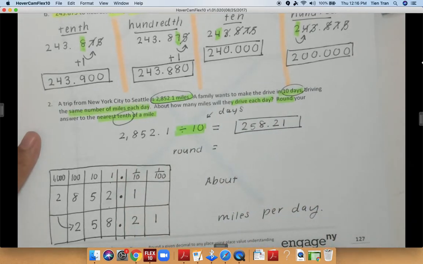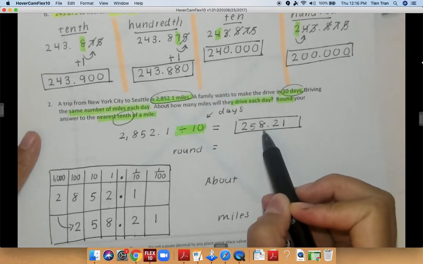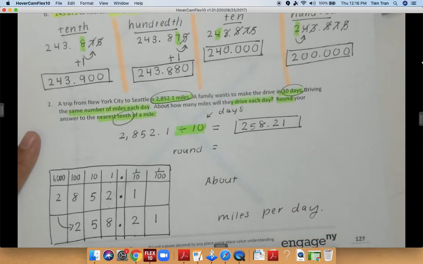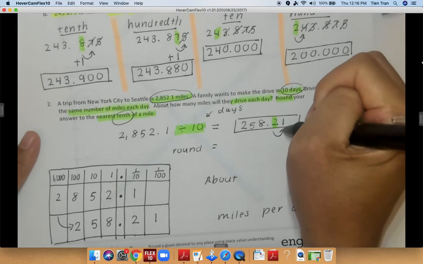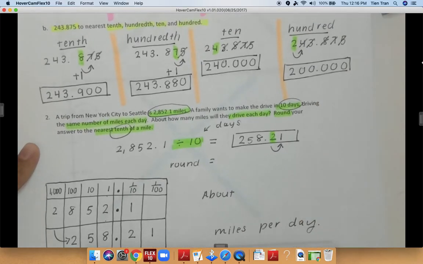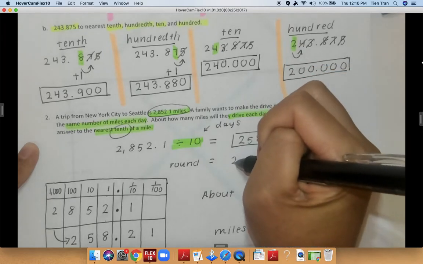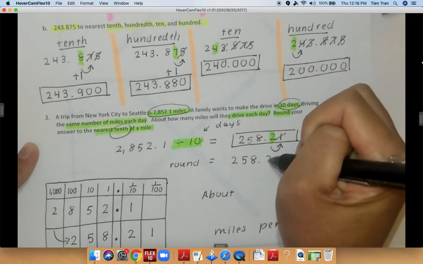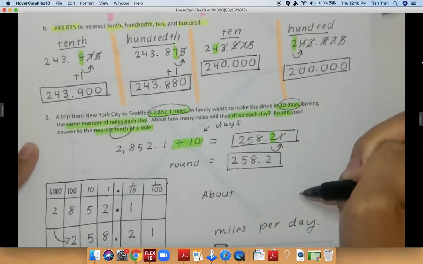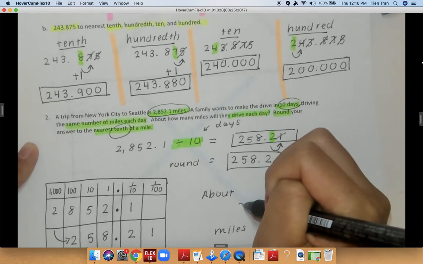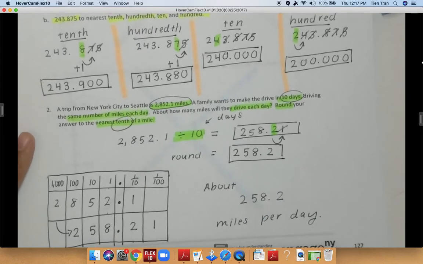Now, after I receive that number, remember the second part, it asks you to round your answer to the nearest tenth of a mile. We have our hundreds, our tens, our ones. This is our tenths, and this is our hundreds. So the 2 is in the tenths place. What I'm going to do is I'm going to look at my neighbor. 4 or less, let it rest. So in this case, that changes to a 0. So right now I'm going to have 258.2. That is my final answer, 258.2. So there is about 258.2 miles per day, okay?